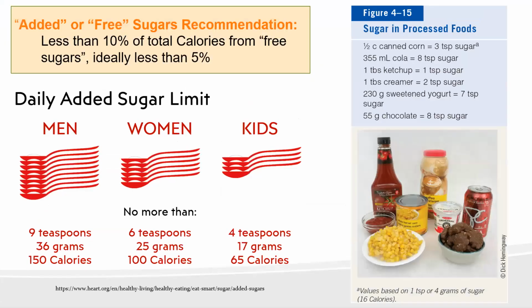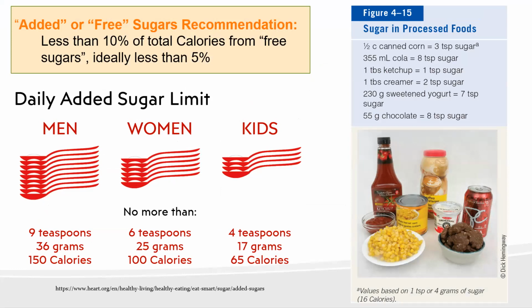So how much sugar should we be getting in a day? This is the recommendation for a man, about 9 teaspoons. That's 36 grams. I'll show you what that looks like here in a moment. The conversion, by the way, is that 1 teaspoon is about 4 grams. It's not an exact conversion.